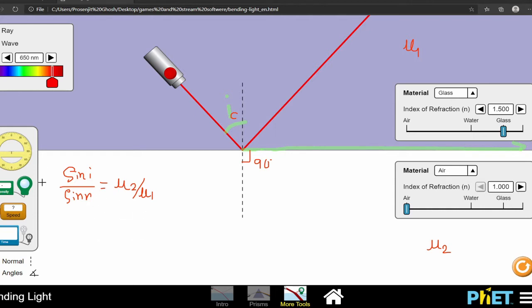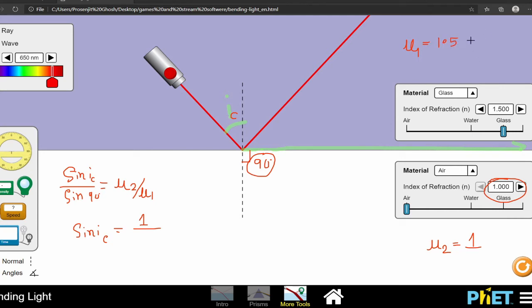Okay, so in place of sin I, I'm writing sin IC. And for sin R, I can put the value of R as 90 degrees. Now what is the sin 90 value? Sin 90 is 1. So on the left hand side we remain with sin IC. And on the right hand side, what do you have? Mu 2. Right now mu 2 is air, so what should its value be? Its value is 1. I'm putting 1 in place of mu 2. And mu 1 is glass, 1.5.